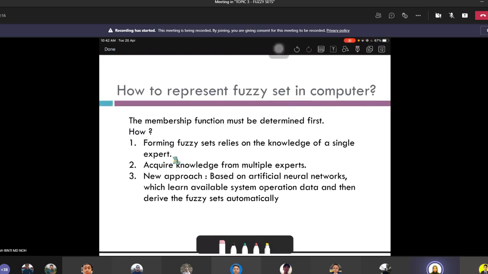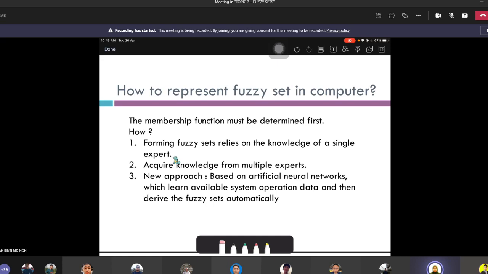So the degree of membership, macam nak kira kena ada membership function. So how to represent fuzzy set in the computer, you need the membership function. That is the first thing that you have to determine. So the function will rely on the knowledge of from a single expert. Okay, you can also acquire the knowledge from multiple experts. However, when you have multiple experts, you have to consider the differences of their views so that you can have the soft landing lah, the punya soft edges of the sets.